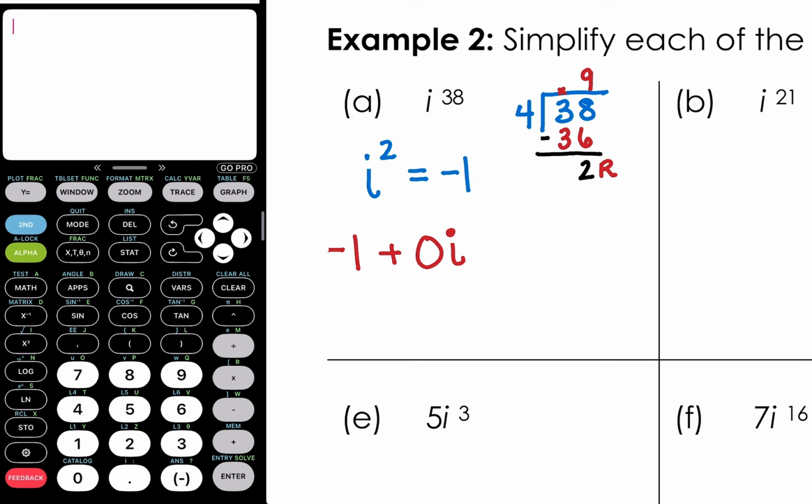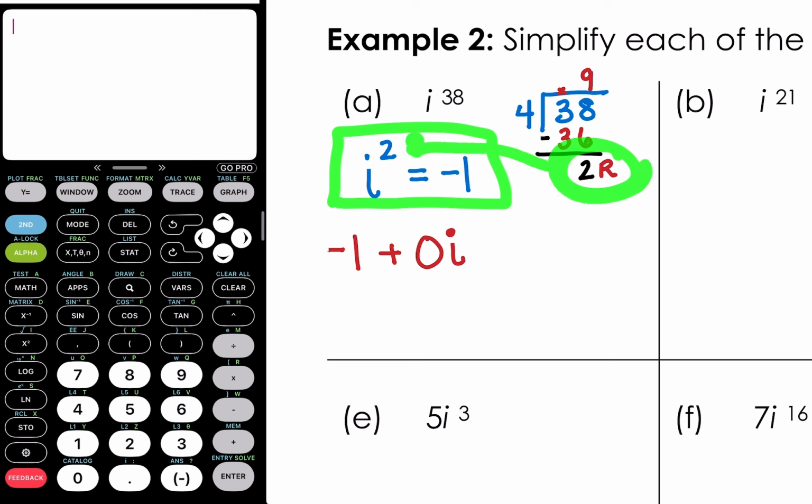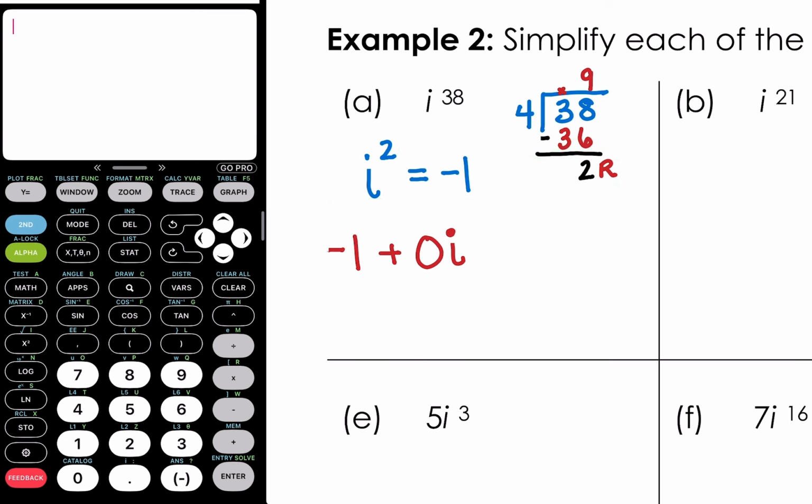Okay, so we could do it that way by memorizing the 4 cases and using the remainder as our exponent. Or we could do this on our calculator. You could just put in i, which is 2nd decimal, all the way at the bottom, the dot, gives us the i. And when we raise that to the 38th power, it will give us our answer.